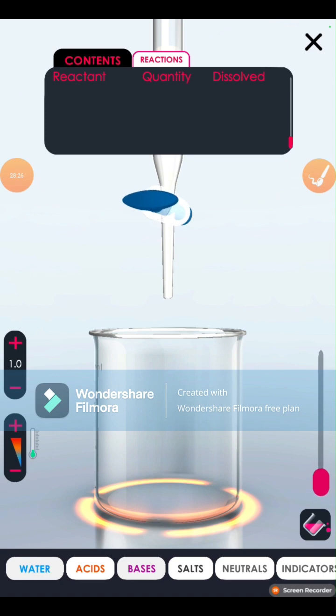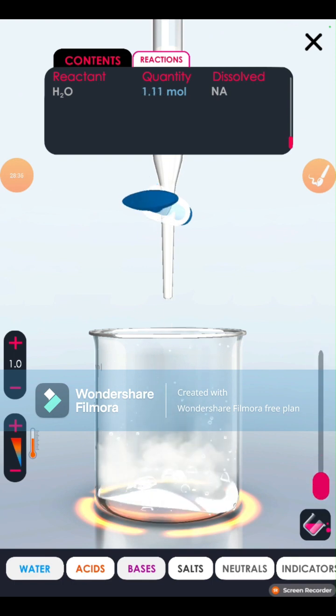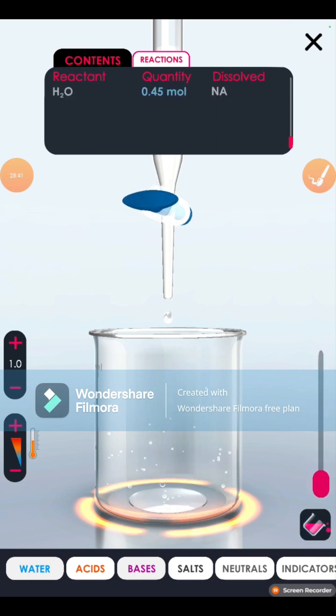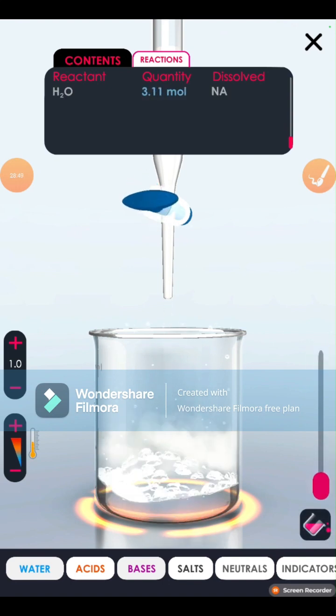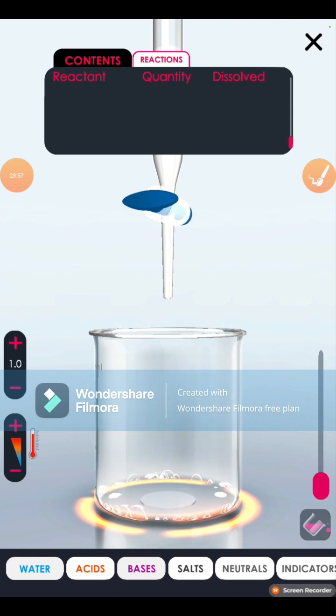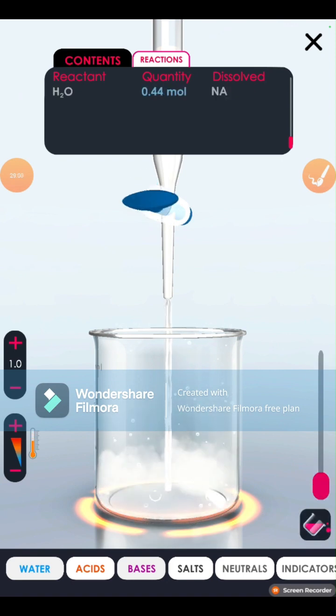Now let's add some water over here. It's getting heated. Now let's drain it. As you can see, there was a really fast reaction. Let's add some more to make it warmer. Okay, so that's got warm. Now let's add. As you can see, really fast reaction.